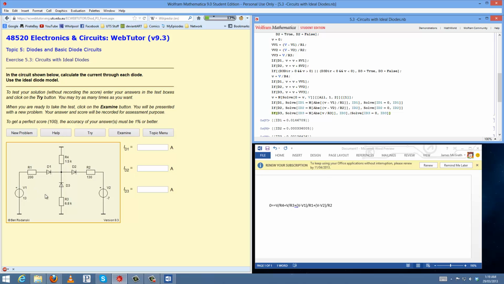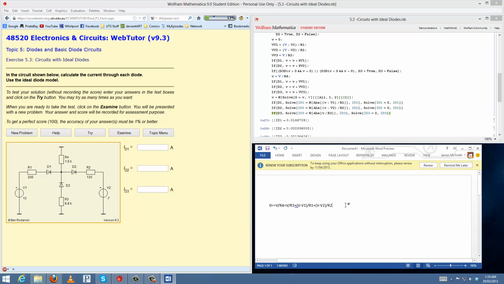Once you've solved for V, if you want to find the current in D1, the equation is the absolute value of V minus V1 on R1. For diode 2, it'll be similar: the absolute value of V minus V2 on R2. And for D3, it'll be similar to your original one, the absolute value of V on R3, because you never have a negative current going through a diode. It's always positive in the direction of the diode.